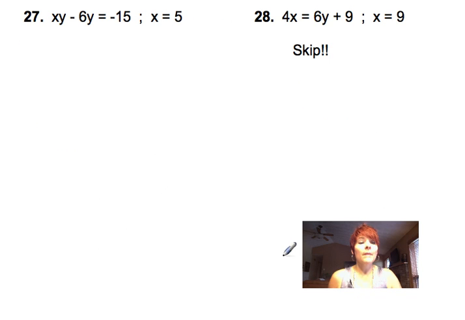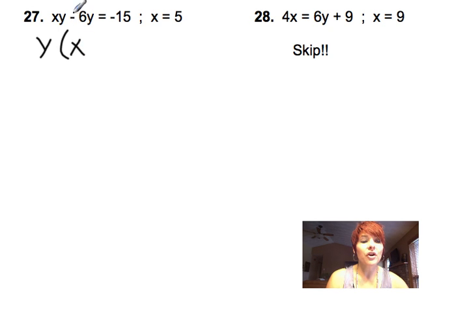Moving right along, number 27. This one's a little bit different because you have y's twice. When you have the y twice, what you need to do is actually factor that y out. Okay, so here's what this looks like. I factor out the y, then for this term here, I have x left.